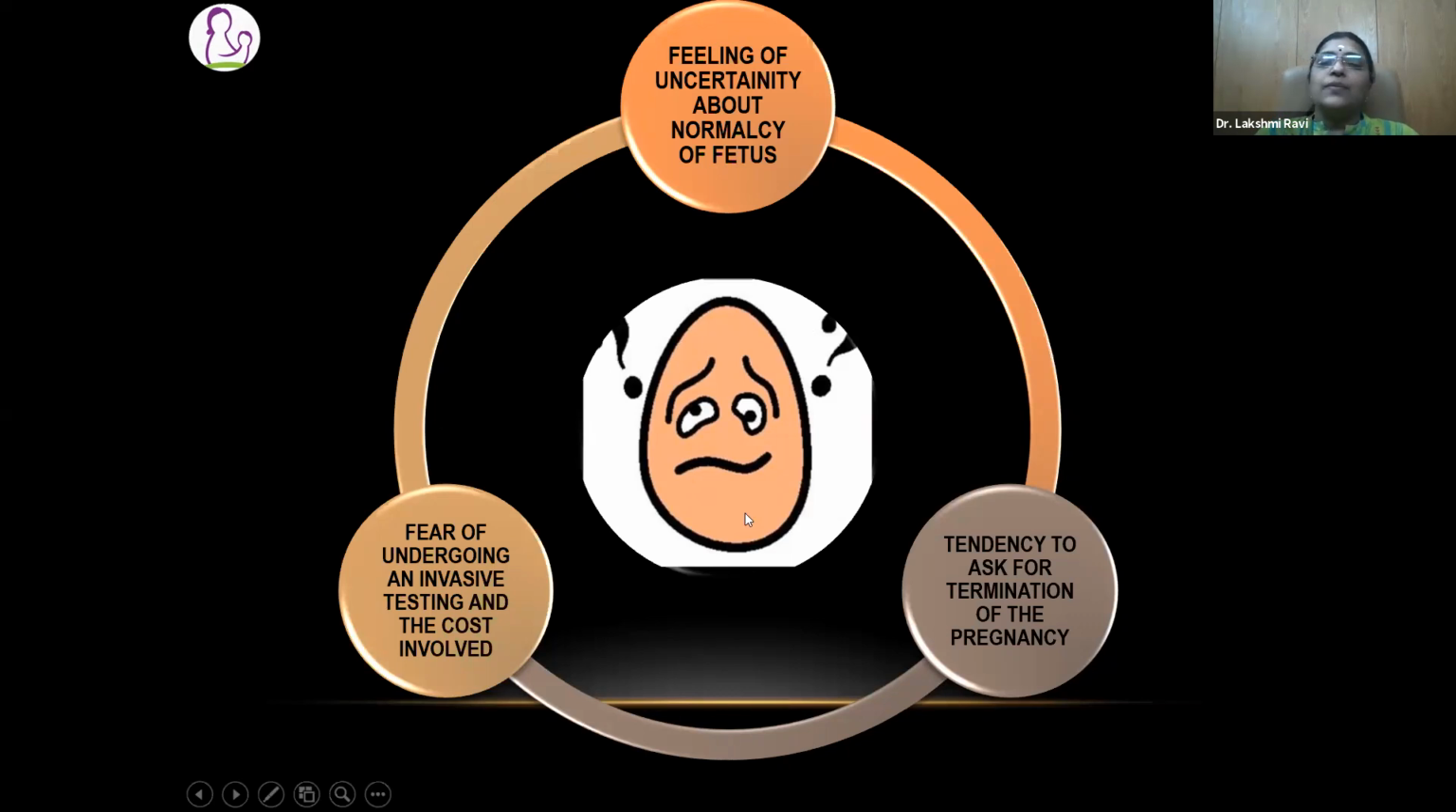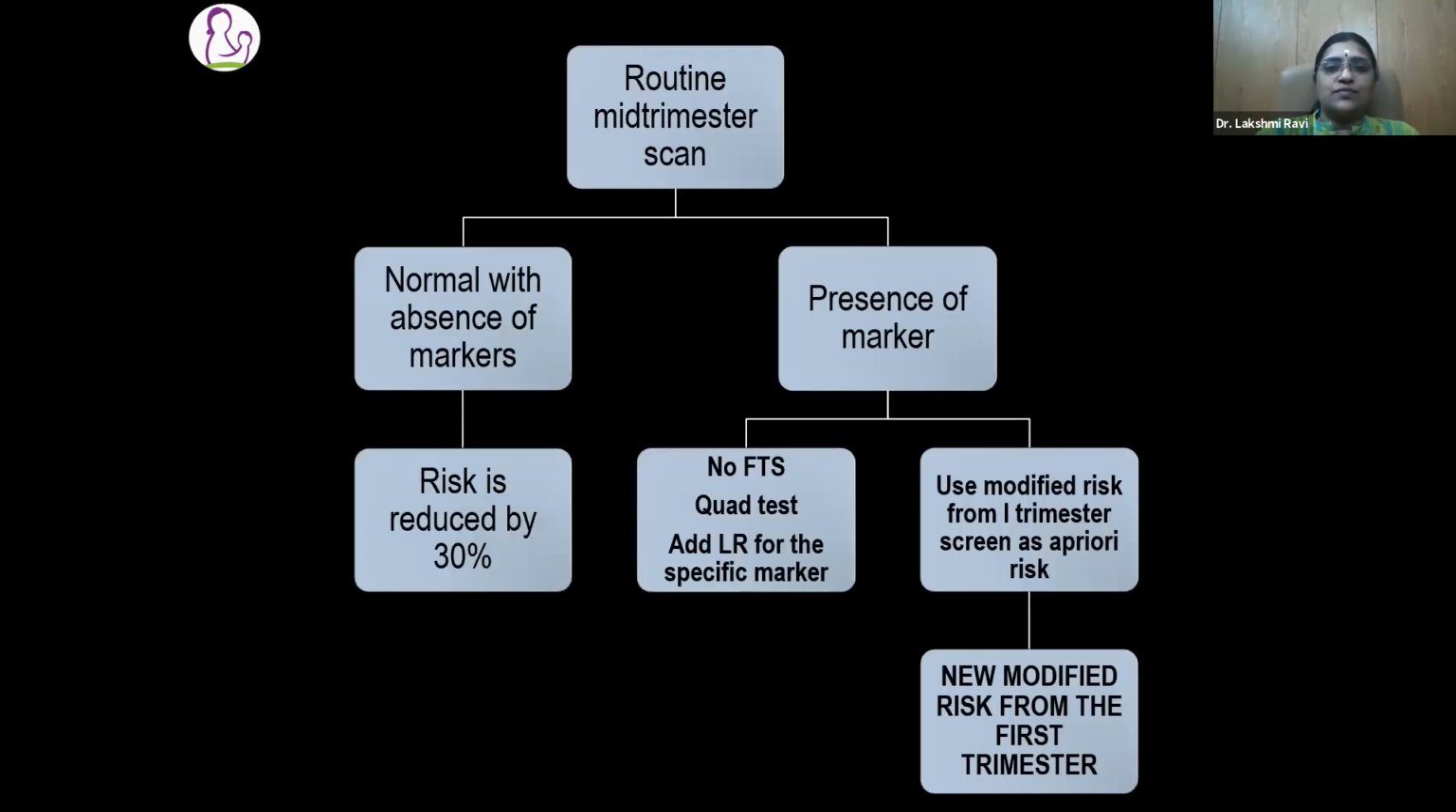And most often, the pregnant lady does not understand that something is wrong. She only feels that something is wrong with her fetus, and she only wants an answer, yes or no. But ideally, it is we who have to take our time to counsel these women that these markers per se are not going to cause any harm to the body or to the fetus. It is only that we need to incorporate them into a risk ratio, make them understand what the risk for aneuploidy is, and then offer them invasive testing.